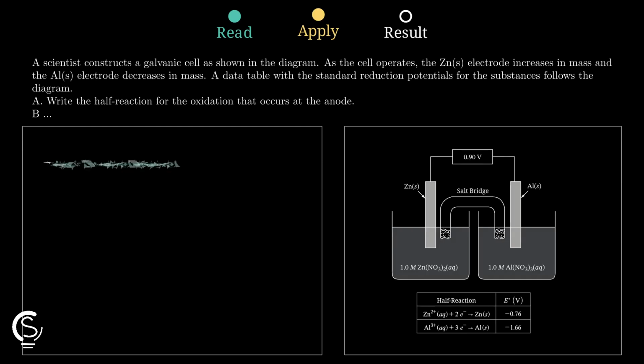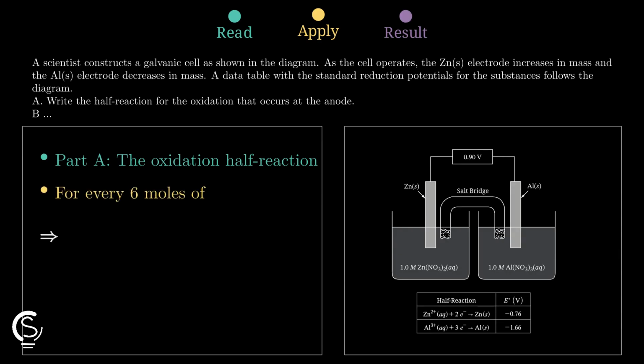Transferred, 2 moles of aluminum are consumed. 2 times 26.98 grams per mole equals 53.96 grams, while 3 moles of zinc are produced. 3 times 65. Electrons. Zinc changes by 32.69 grams, while aluminum changes by 8.99 grams.